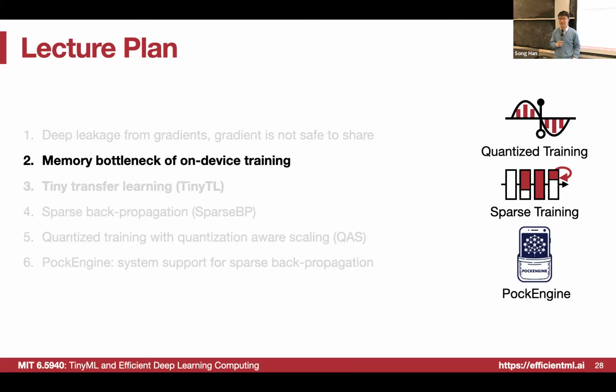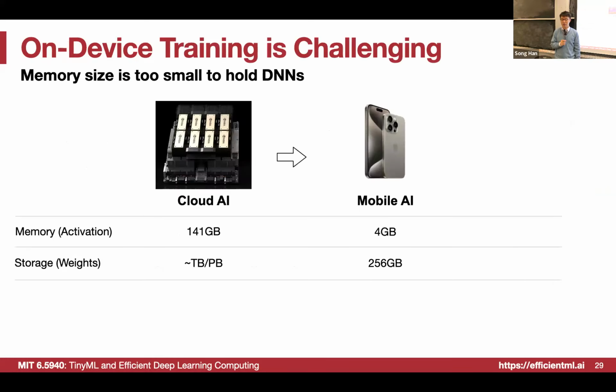We're going to analyze the memory bottleneck of on-device training. From cloud AI to mobile AI, the compute resource and also the memory is a lot smaller, especially the memory. This is the NVIDIA H200 DGX server, which was released yesterday. It has 141 gigabytes of GPU memory for each card, which is pretty exciting, a lot larger than the previous H100, which was 80 gigabytes.